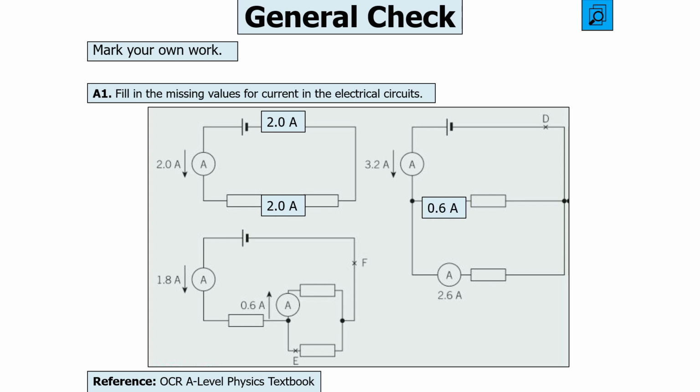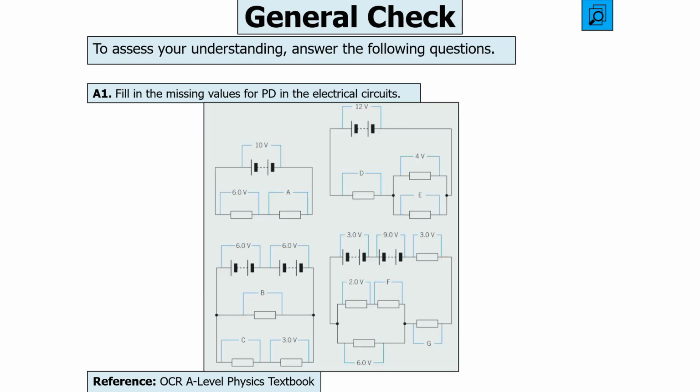So on the other side it must be 0.6 amps. Then they join again at the other side on that junction, so it comes out to be 3.2 again. And in here we've got it coming into the junction of 1.8 amps. On one side of the junction 0.6 amps is going out, so on the other side 1.2 amps must be going out as well. They rejoin up again at the next junction to give you 1.8 amps.